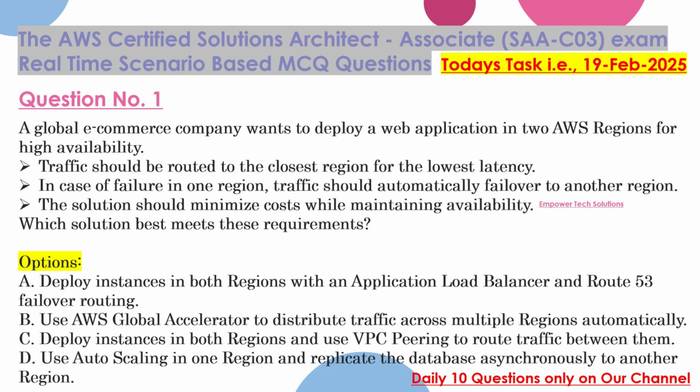Options: A. Deploy instances in both regions with an application load balancer and Route 53 failover routing. B. Use AWS Global Accelerator to distribute traffic across multiple regions automatically. C. Deploy instances in both regions and use VPC peering to route traffic between them. D. Use auto-scaling in one region and replicate the database asynchronously to another region.